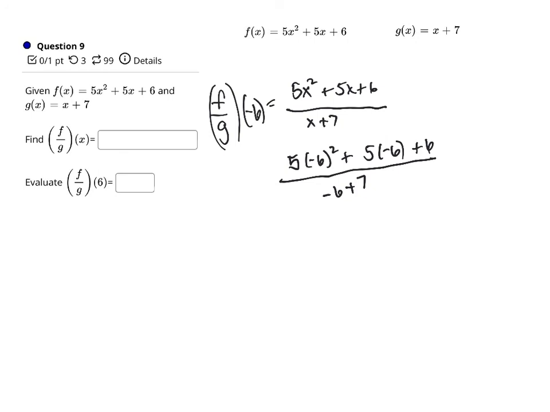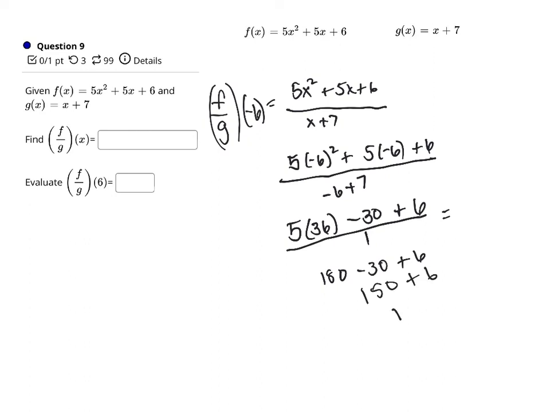So in the numerator, we have 5 times negative 6 squared, which is a positive 36. 5 times negative 6 is negative 30, and then plus 6 on the end. And all of that is over 1, so we don't need that 1. So now we're going to multiply 5 times 36. That's 0, carry the 3, 180 minus 30 plus 6. 180 minus 30 would be 150, and then plus 6 will give us 156. So the value is 156.